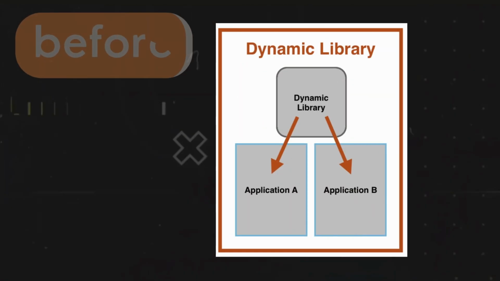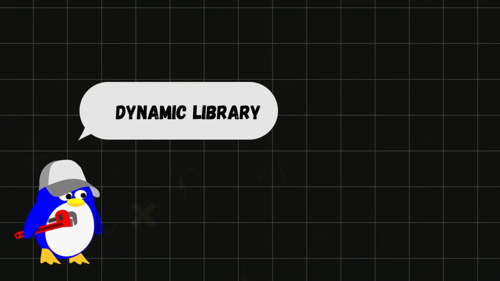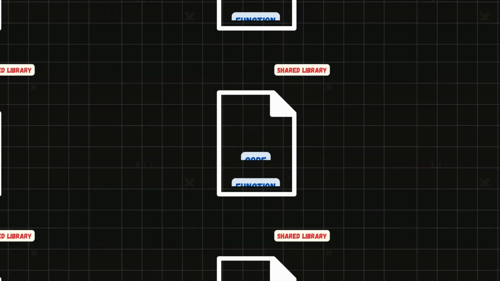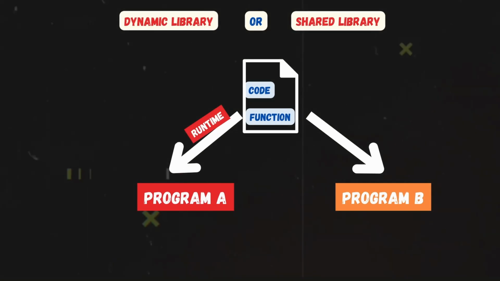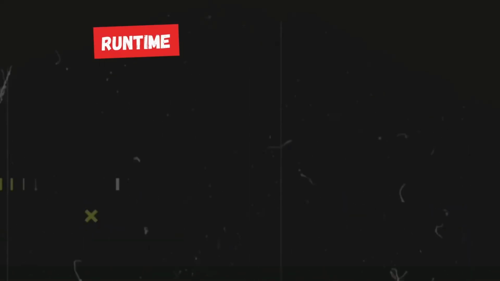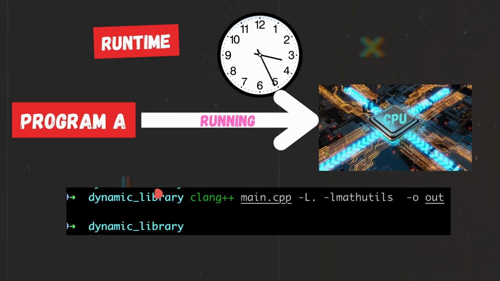Before creating any dynamic library, first we should understand the concept of a dynamic library. A dynamic library, also called a shared library, is a file containing code and functions that can be used by multiple programs at runtime. But what does runtime mean here? Runtime is just the period when your program is actually running on the CPU, not when it's being compiled.